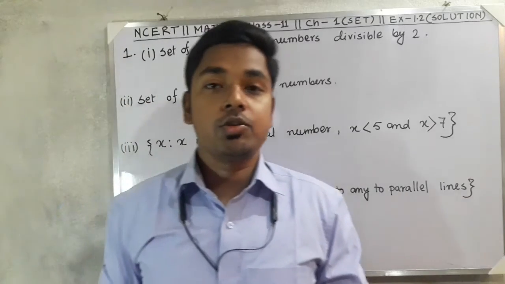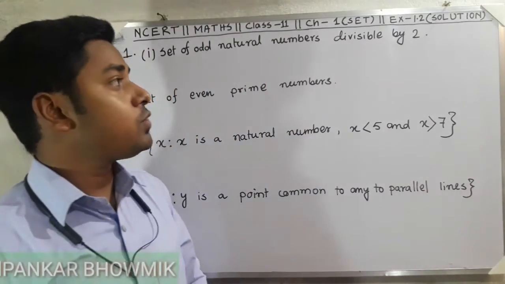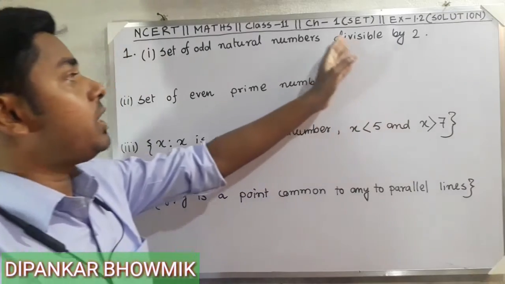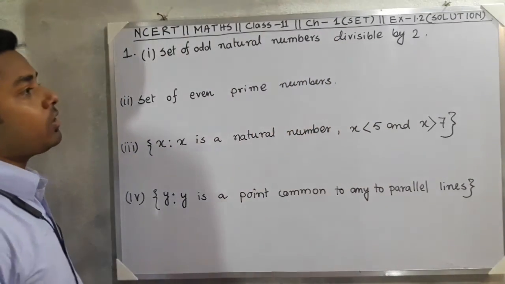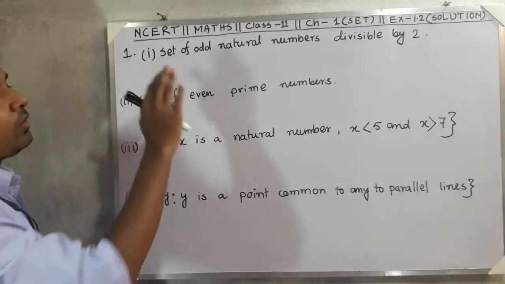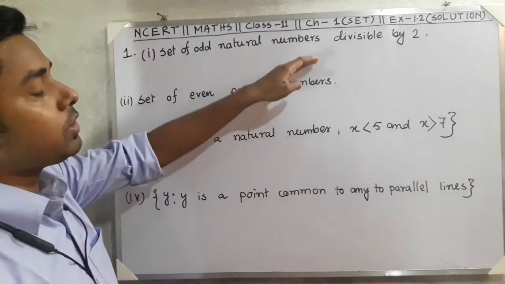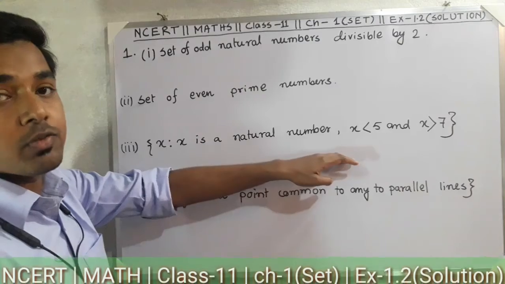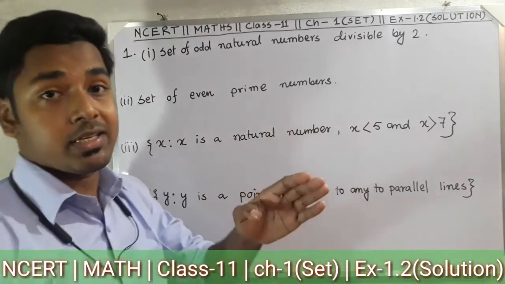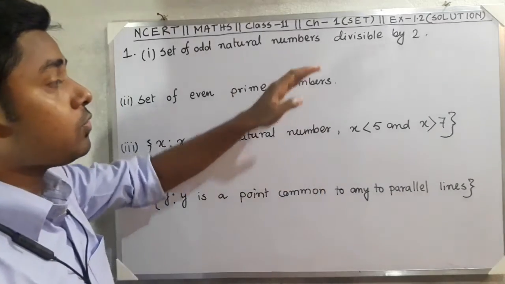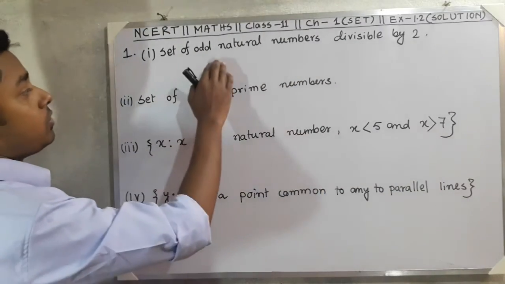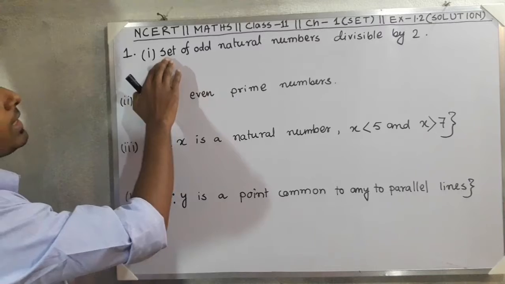So students, today we will solve exercise 1.2, chapter Sets, NCERT Maths class 11. I have written all the questions of question number 1, and what we have to do here is find out the null sets. Null set means empty set or void set. So we have to find out the empty set. We are starting with question number 1.